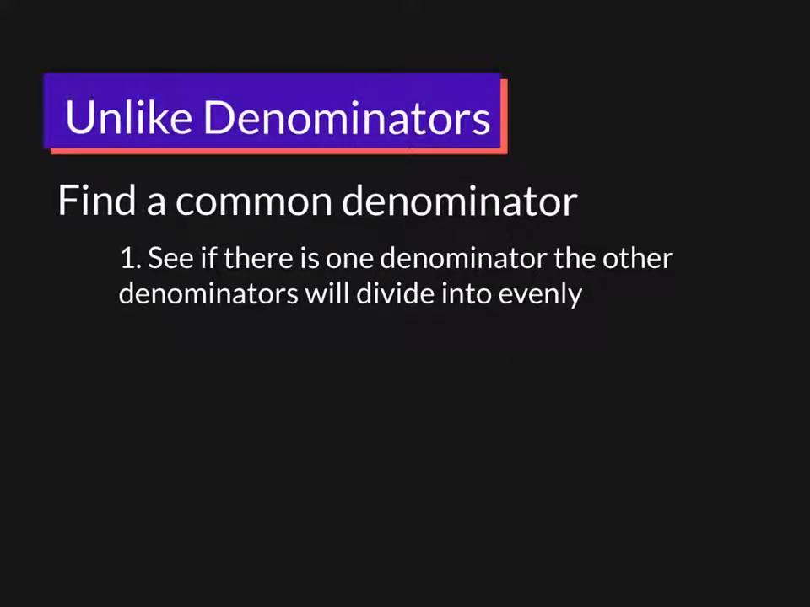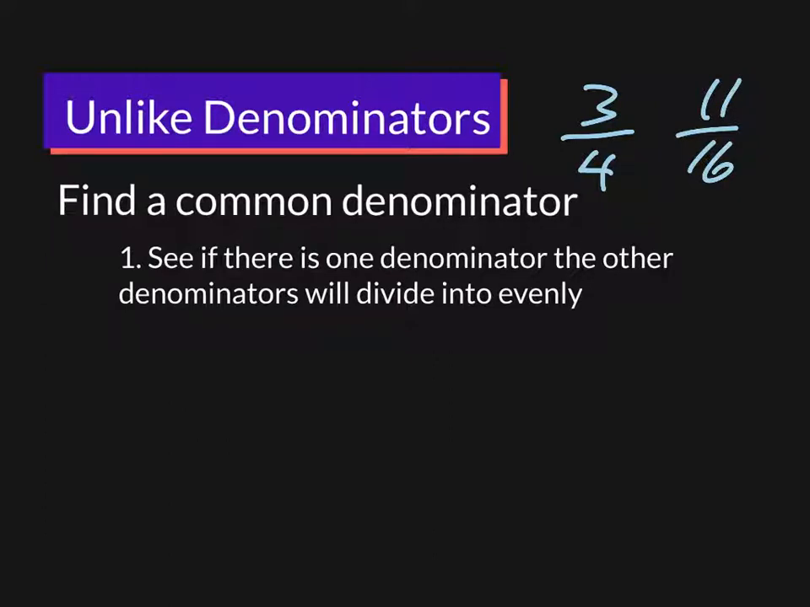So one method to find common denominators is to check and see if there's one denominator that the others will divide into evenly. And in this case, we're only dealing with two fractions, 3/4 and 11/16, but we could be dealing with more, and if we were, we'd do the same thing. Okay, so we're going to look to find the biggest denominator, and that is 16. So then we'll check to see if the other denominators, in this case 4, will divide into it evenly.